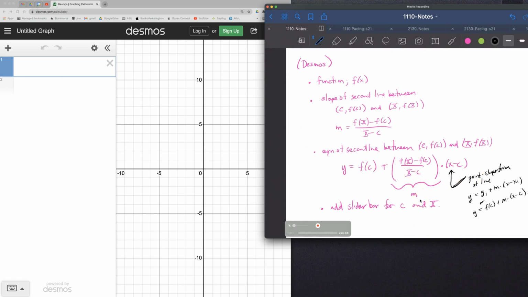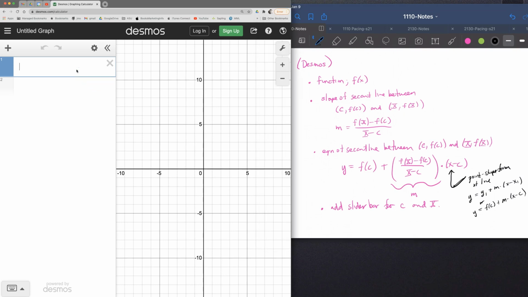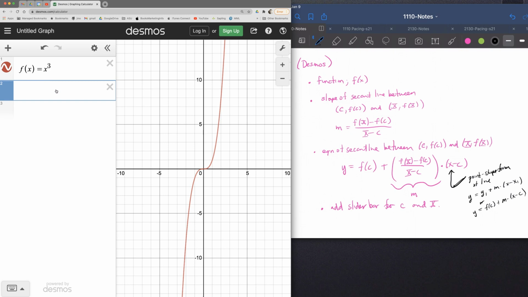And we're going to use our capabilities in Desmos to add slider bars for some of the points and then use this demo to demonstrate how the secant line and the tangent line are related. Okay, so let's go ahead and dig in. Let's maybe look at a specific function, and let's look at the x cubed function, for example. Let's create a point C comma f of C, add a slider bar for C, and then label that point.